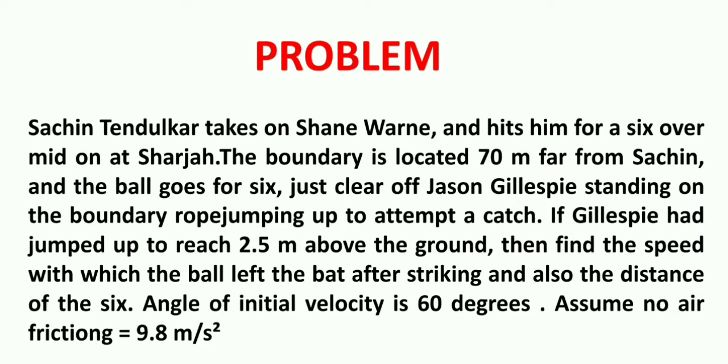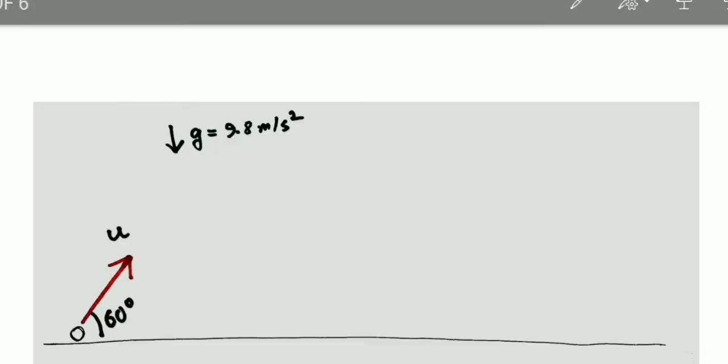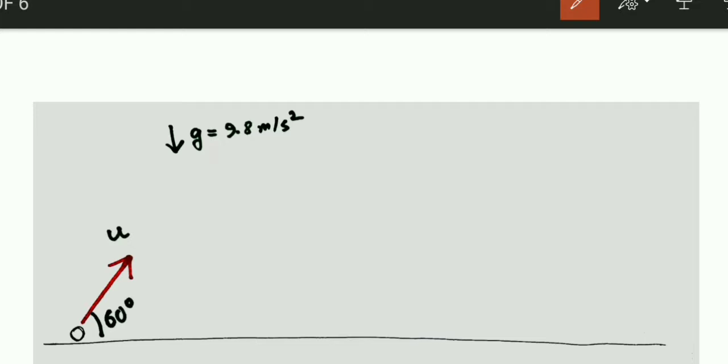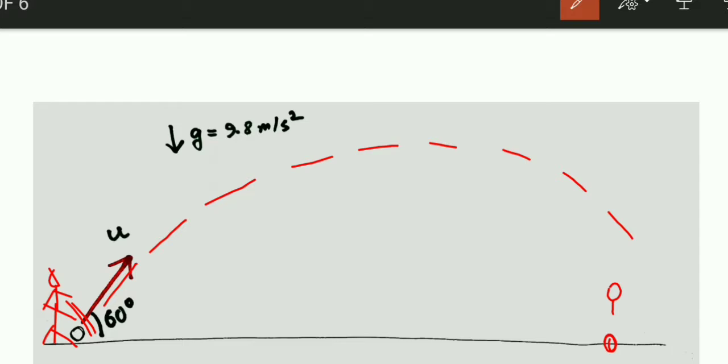Let's try to visualize the problem. Here Sachin is standing. Here Sachin is hitting the ball and the ball is traveling all the way towards the boundary. Let's say this is the boundary point, and here Jason Gillespie is standing.